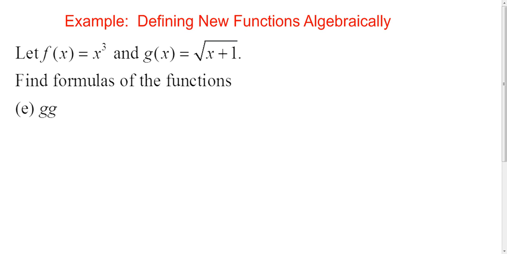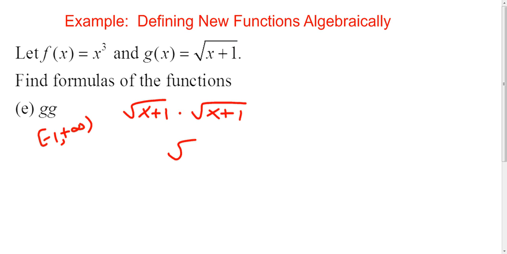And then this is asking me to just simply take g times g, okay? I know that I'm already limited from -1 to infinity based on what the domains of each individual function are. If I simplify this, when you take the square root times the square root, this is really the square root of x plus 1 squared, if you can picture that. And these two things cancel each other out, and I just get x plus 1.